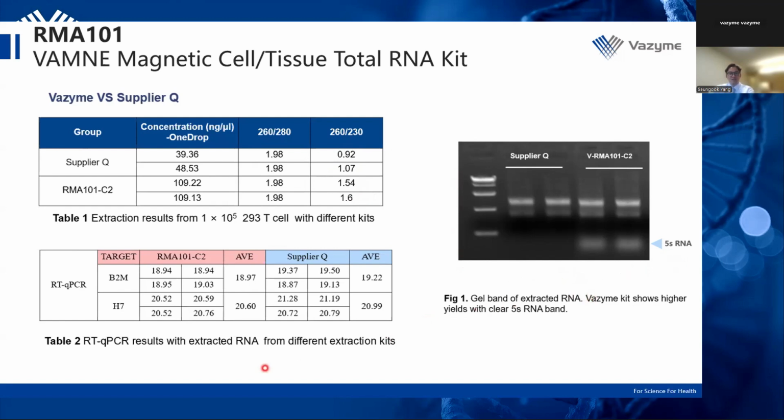And so moving to table 2, the qPCR results for 2 targets show that the CT values are lower for Vazyme's kit, which indicates a higher sensitivity and better RNA quality for downstream applications.